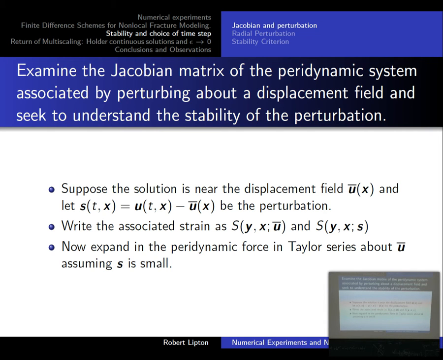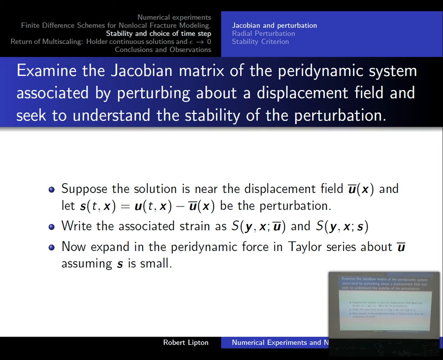Suppose the solution is near the displacement field at some iteration, and we'll perturb away at some later times this perturbation, S. And we assume that the perturbation at some later times is close to this state, okay? And so we ask ourselves, well, what about the numerical method? If we start here, do we get to here? Do we converge to there? And does my iteration at each step get closer and closer to the actual solution at time t?